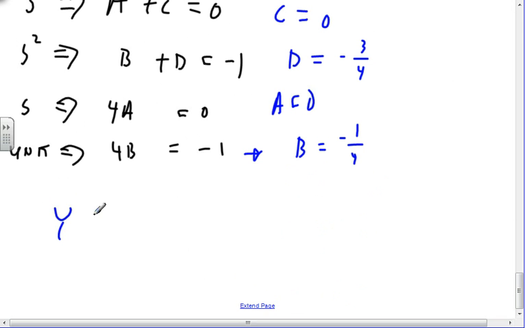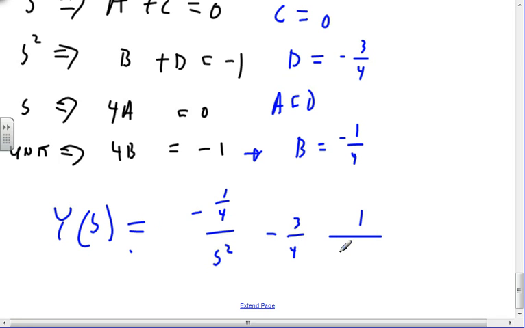After chapter 3, we use a whole sheet of paper on a problem, it doesn't matter, because that's half the number of papers, so perfectly okay. So I'm going to have minus 1/4 over s squared minus 3/4 1 over s squared plus 4.